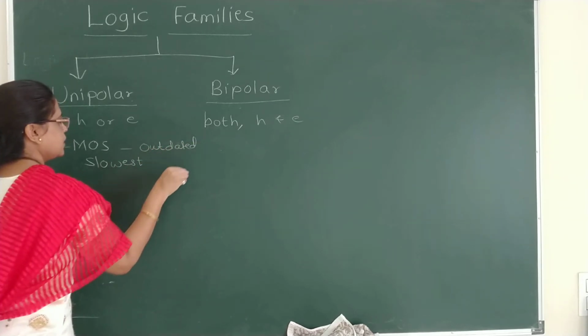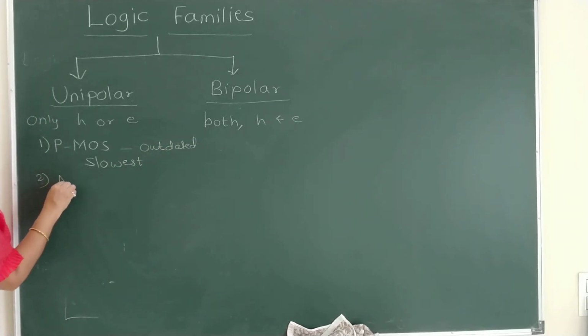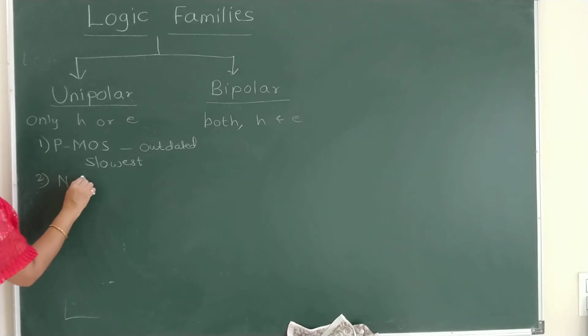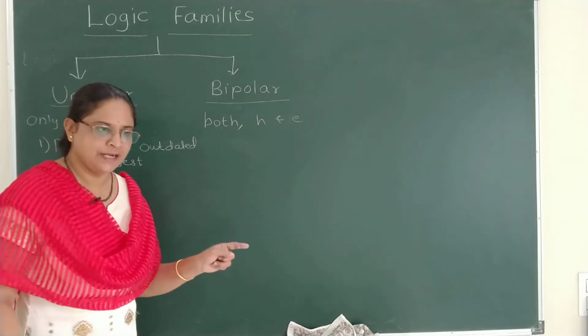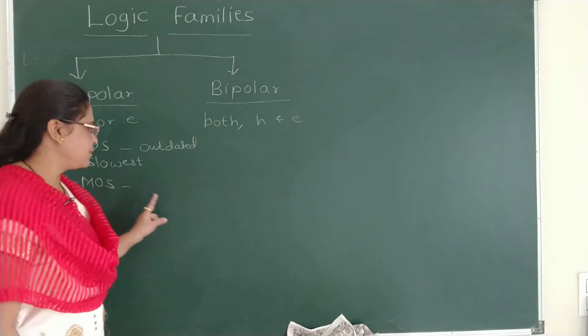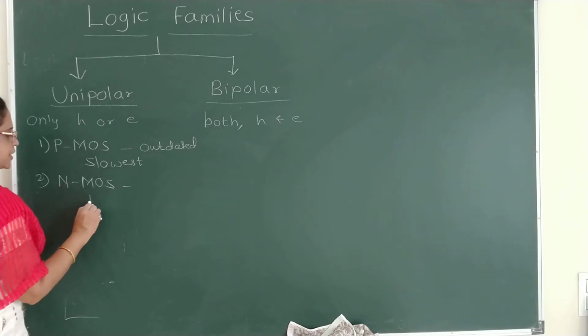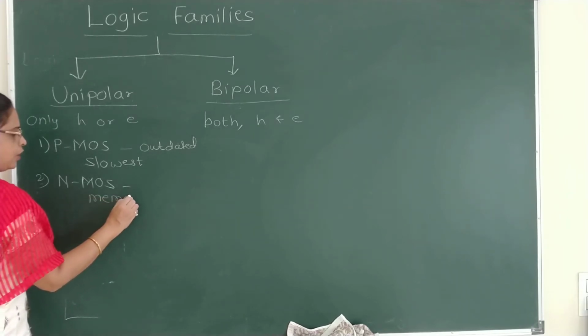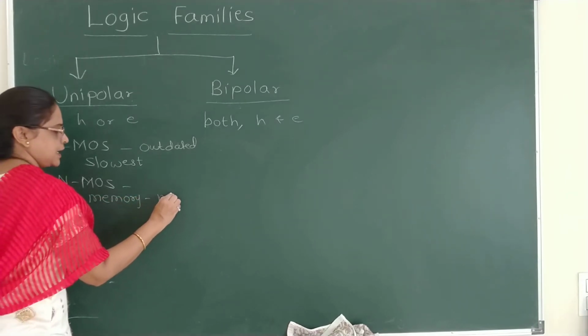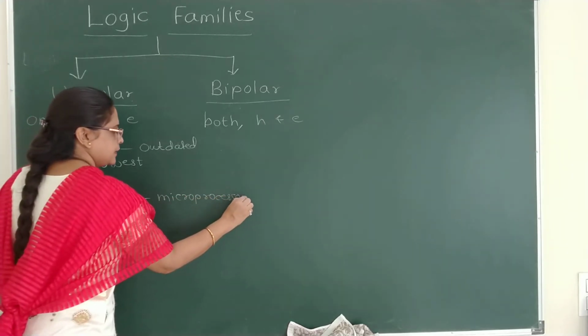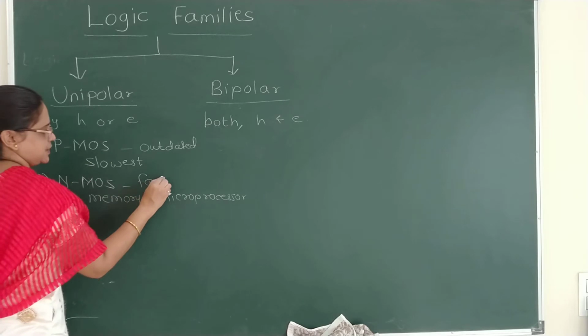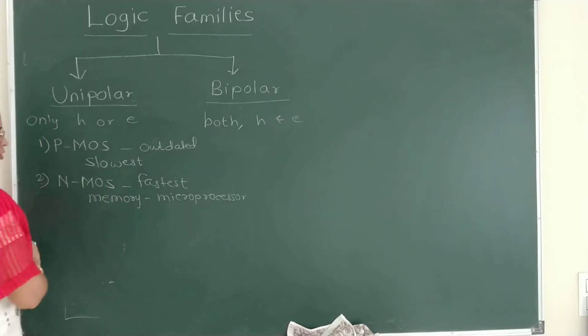The next type of MOSFET is the NMOS. That shows only free electrons can be used for current conduction. So the N type MOSFET is popularly used in computer memories or microprocessor ICs. They are the fastest, faster than the PMOS.